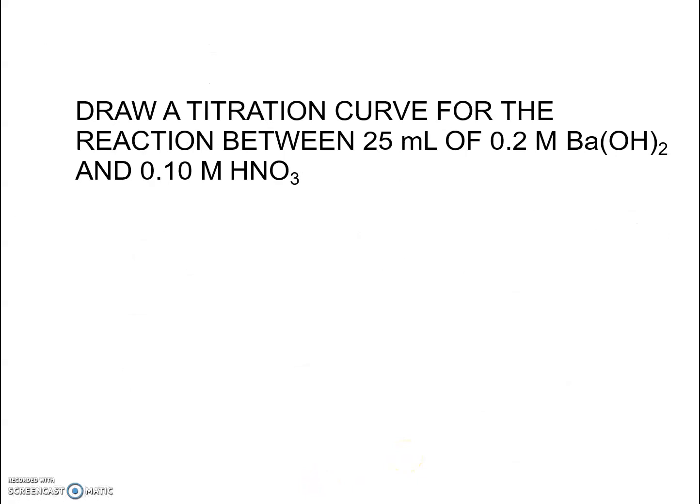Next, draw a titration curve for the reaction between 25 ml of 0.2 molar barium hydroxide and 0.1 molar nitric acid. This aliquot volume of barium hydroxide is in the conical flask, and this is the nitric acid. In your mind you can imagine the curve from base. This is a strong acid and strong base, so initially in the conical flask is strong base, so the curve is like this.